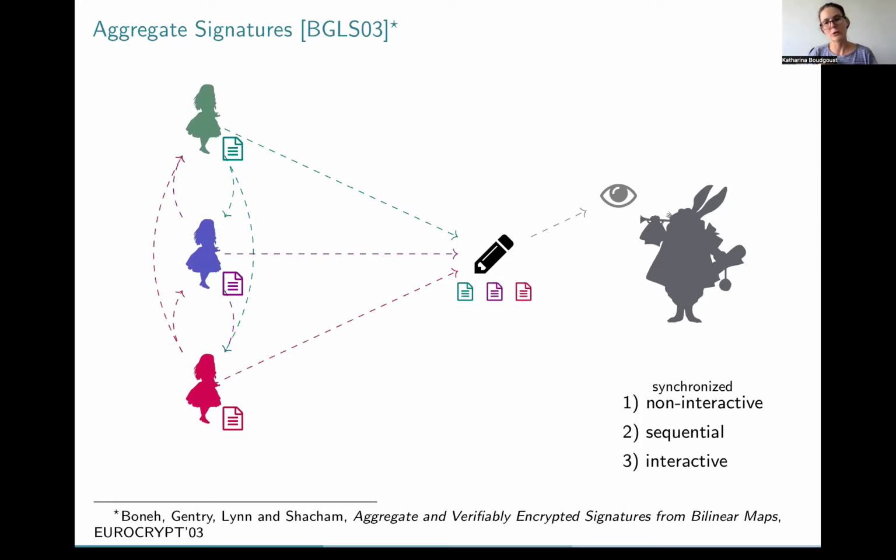Then there are also interactive aggregate signatures where all three Alices communicate with each other. As an outcome of this communication, there will be one aggregate signature. Today I'm not so much talking about interactive solutions, mostly about non-interactive and sequential solutions.